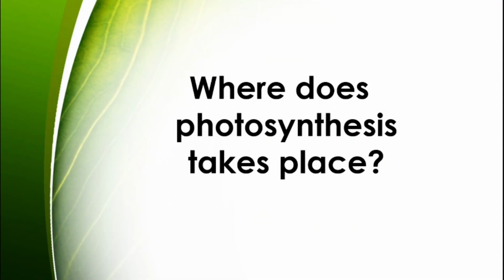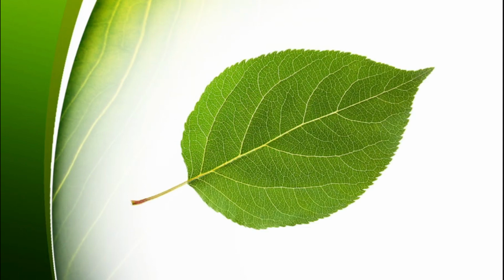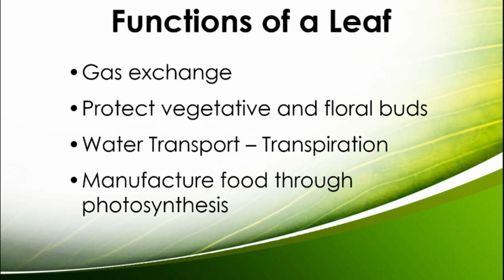Now, where does photosynthesis take place? Of course, photosynthesis takes place in the leaf of a plant. Now, before we talk about the different parts of a leaf, let's talk about the different functions of a leaf first. We have several functions. The first one is for gas exchange.